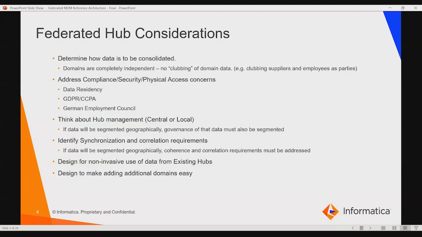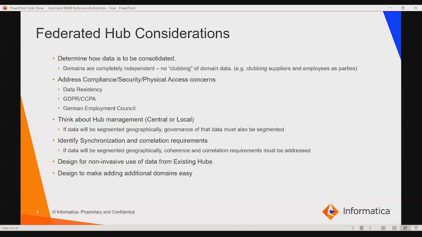Do you have any existing business processes, right? Which might be dependent on other regions as well. So you need to think about it from that perspective. Design for non-invasive use of data from existing hubs, and how to design to make additional domains easy.